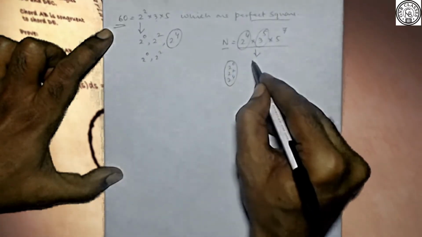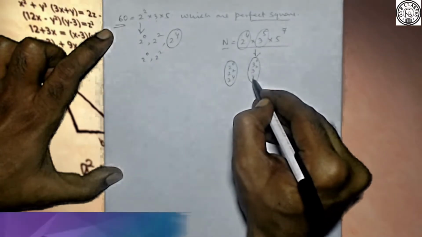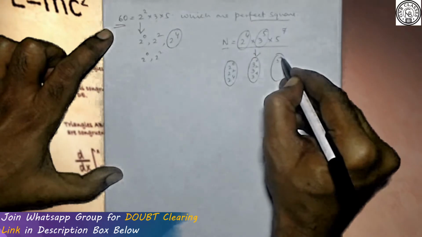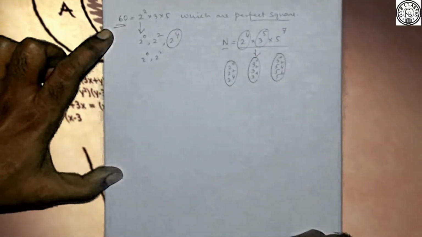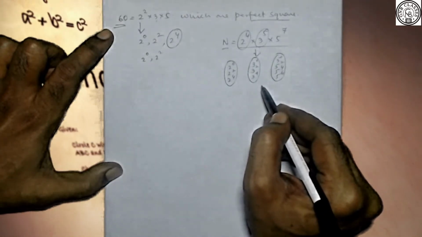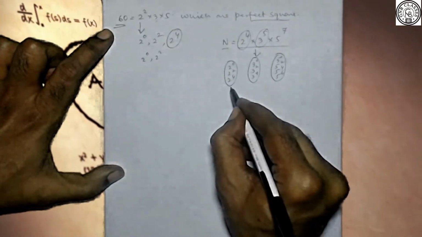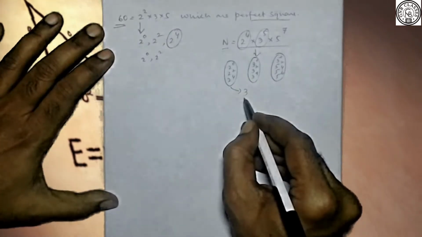From 3 to the power 5, we get 3 to the power 0, 3 square or 3 to the power 4. For 5 to the power 7, we get 5 to the power 0, 5 square, 5 to the power 4 or 5 to the power 6. That's it. Any of these always gives a perfect square. So from the first set the number of choices is 3.